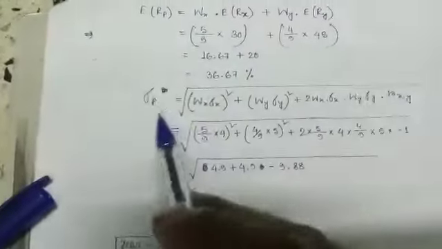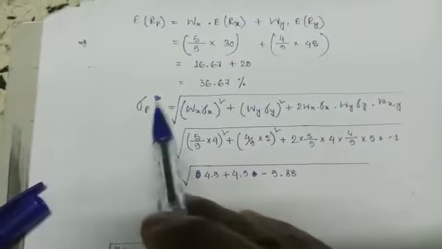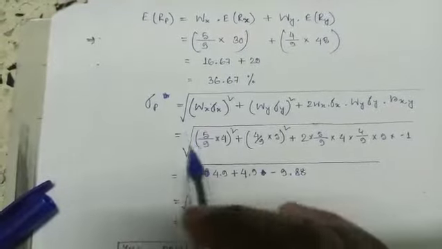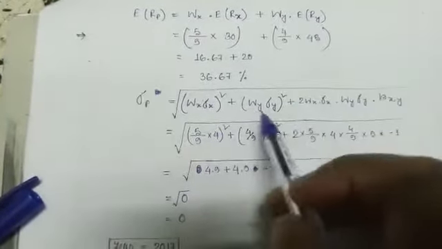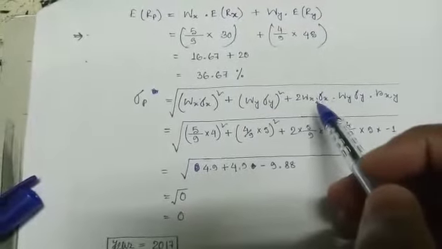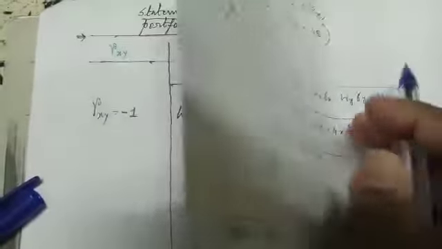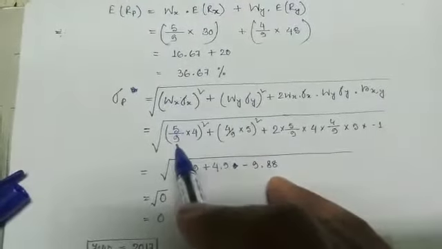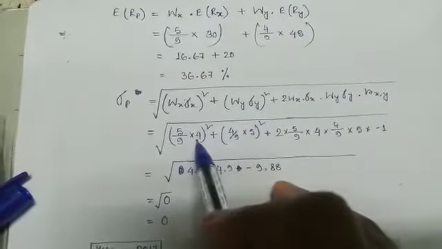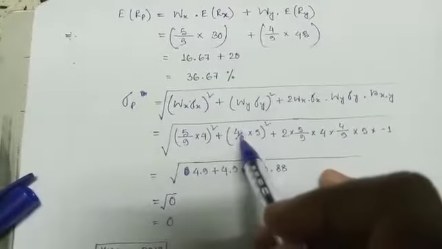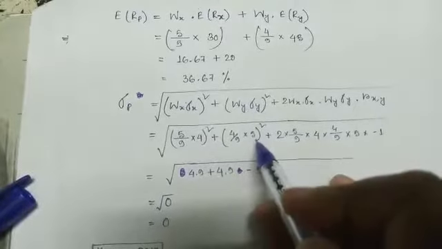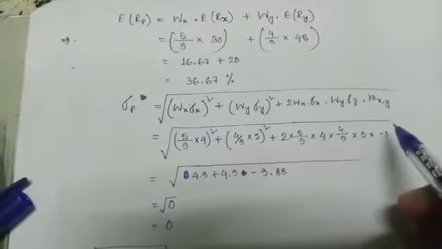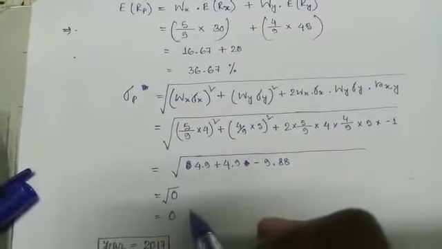Now the portfolio risk is to be calculated in terms of sigma p, the formula of which is the square root of (wx into sigma x) whole square plus (wy into sigma y) whole square plus 2 into wx into sigma x into wy into sigma y into rxy. Here the weight of security x is 5/9, sigma x is 4, the weight of security y is 4/9, sigma y is 5, and rxy is -1. By putting all these values, we have sigma p equal to 0.